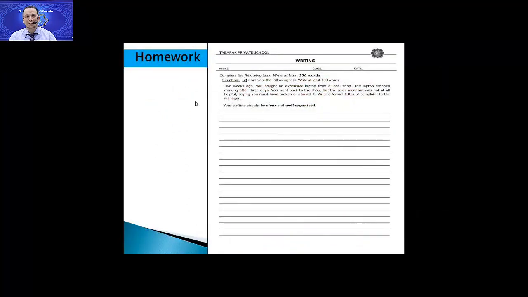Situation: complete the following task. Write at least 100 words. Of course, for elective it will be 150. Two weeks ago, you bought an expensive laptop from a local shop. The laptop stopped working after 3 days. You went back to the shop, but the sales assistant was not at all helpful, saying you must have broken or abused it. Write a formal letter of complaint to the manager to complain about the laptop, number one, and then the bad behavior or misbehavior of the salesman.